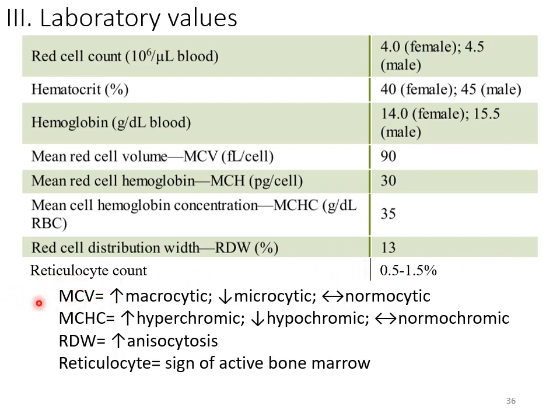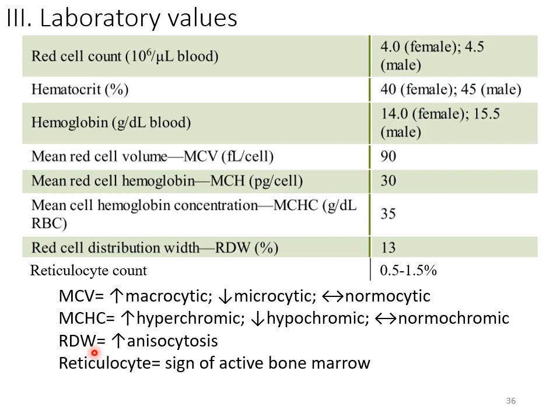So if the MCV is too high, we call that macrocytic, so the cell is too large. If it's too low, we call it microcytic, and then normocytic if normal. For MCHC, if it's too high, there's too much hemoglobin in the cell, it's hyperchromic, so the color is too intense. But this is rare. Usually we just see hypochromic, where there's too little hemoglobin. But if it's normal, normochromic.